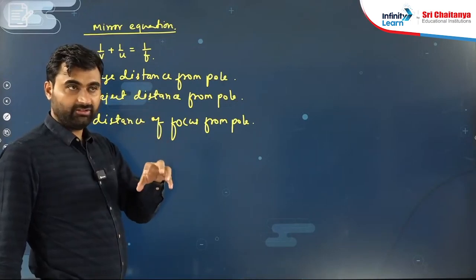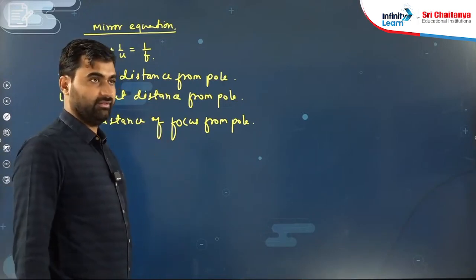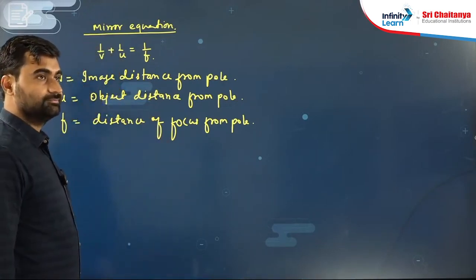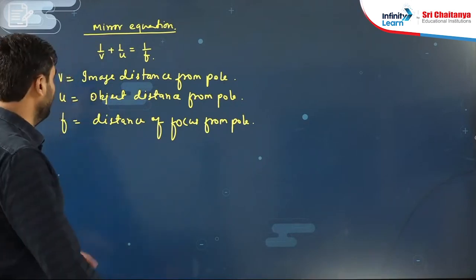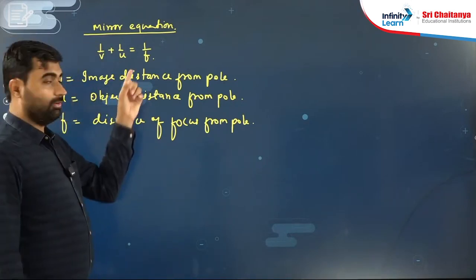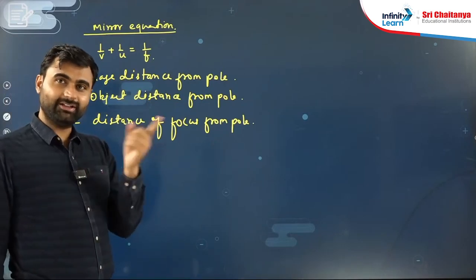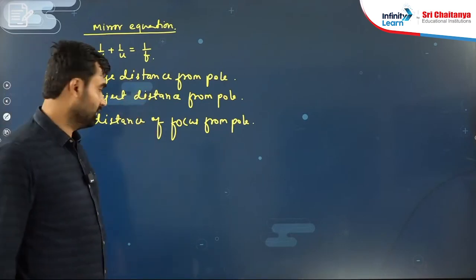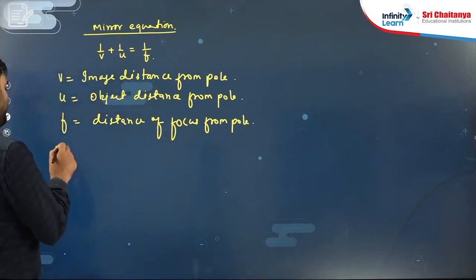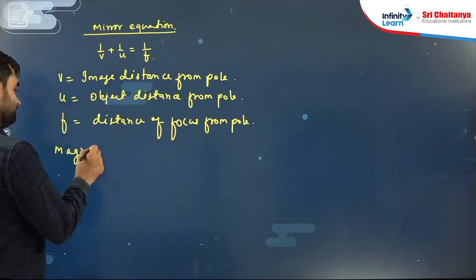If we know the object distance, we can calculate the image distance. Now we will solve one example. And in this formula, we have to put all values with sign convention, right? Sign convention we discussed. And here one more point we have to understand, magnification.